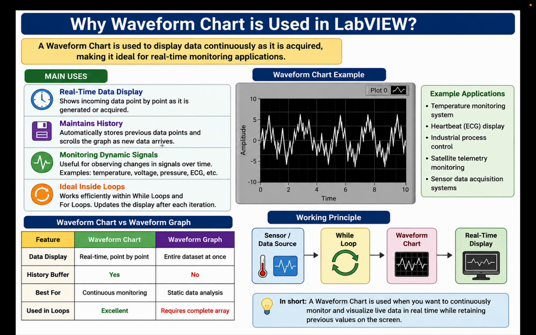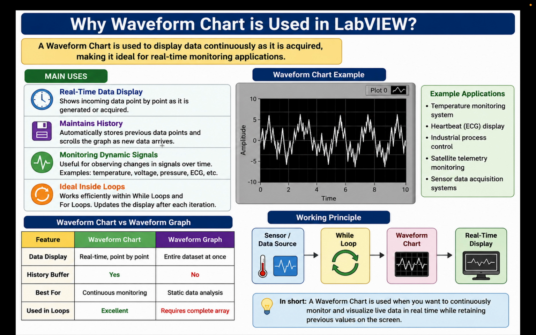Dynamic signals we can see inside the loops. We can use it in the loops, inside the loop itself. Suppose we are using a for loop or while loop, we can use it inside the loop itself, because as the data is out, it will display the data instantaneously. In that way we can use it.